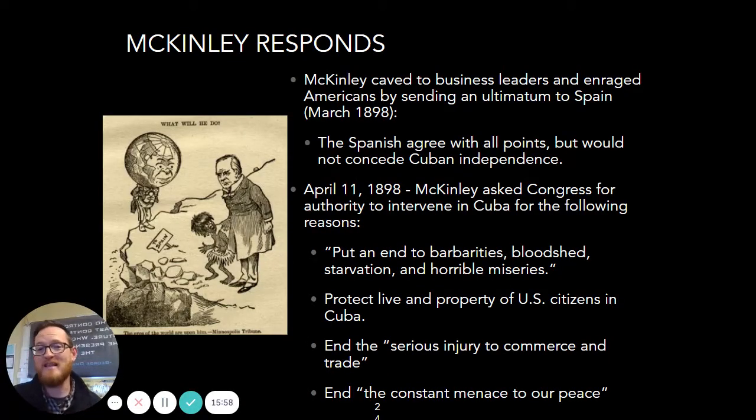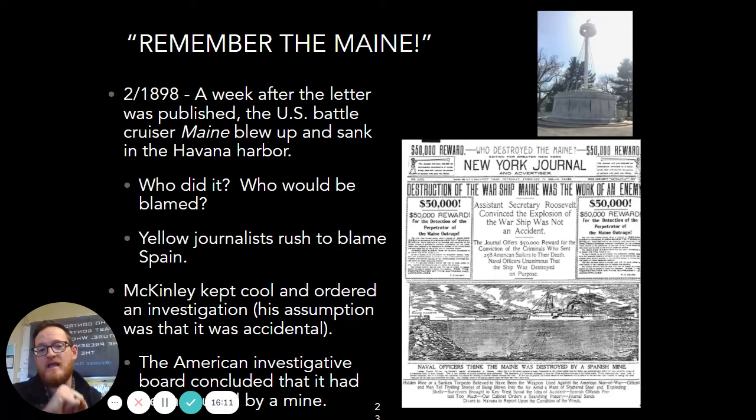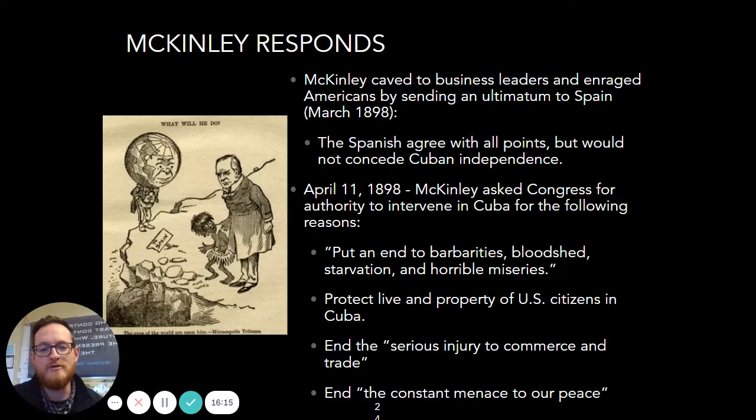Still, with this, McKinley was very, very cautious about going to war. But he would eventually cave to business leaders and Americans who were very upset, who felt like Spain had done this, and they would use the line, "Remember the Maine, to hell with Spain," as the tagline during this time. So he sends an ultimatum to Spain. Spain actually would agree on all points, but would not concede Cuban independence. They refused to give Cuba independence in this. So with that, April 11th, 1898, McKinley would ask Congress for authority to intervene in Cuba for the following reasons.